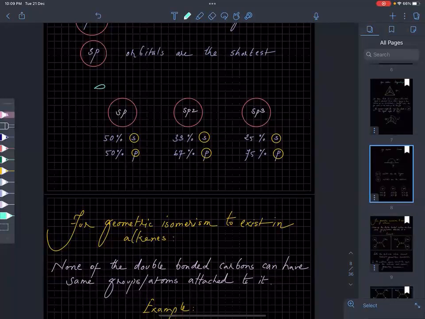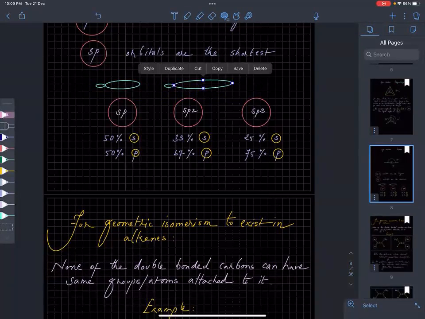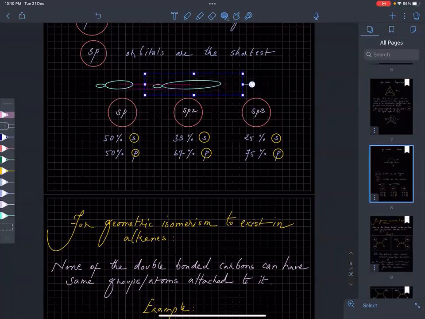Are you understanding my point? So sp will be something like this. What about sp2? Two dumbbells, and larger. I'm talking about one sp2 orbital. It will be longer than sp, not larger, longer. What about sp3? It will be the longest, and it will be the thinnest also. And this will be the thickest, boldest. So sp will be like this, sp2 will be like this, sp3 will be like this.